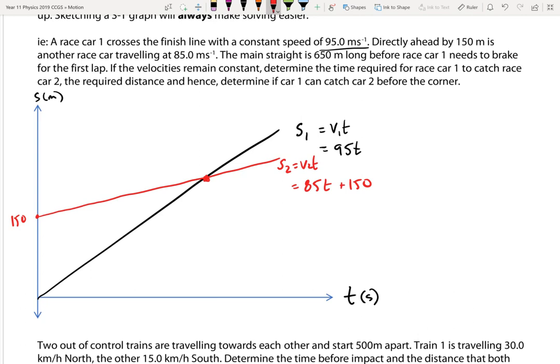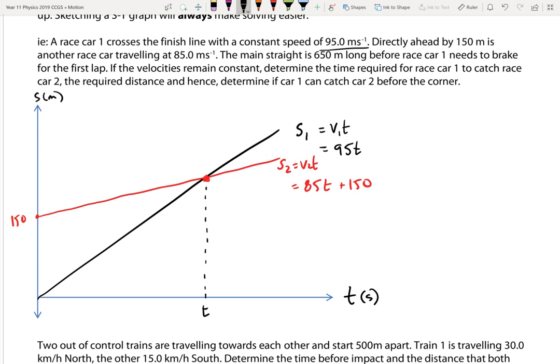I could have gone the other way. I could have slid my axis up to the red car. The only thing that would change is instead of the positive 150 there, you'd have a negative 150. And when you equate them, it doesn't really matter what side the 150 is on. You could throw it over and it changes from a positive to a negative. So in this case, there is only one time where they are in the same spot at the same time. Now, the main straight is 650 metres long.